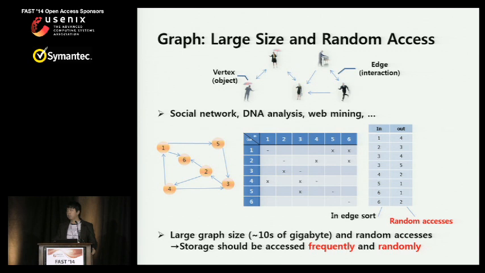The graph is a kind of data structure which represents the interaction and communication between objects. It is widely used in many areas, but there are some difficulties to do the graph computation in a small node system. Usually the graph size is as large as tens of gigabytes, and their access pattern is highly unpredictable. So during the computation, storage should be accessed frequently and randomly.